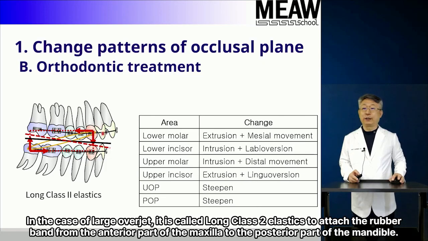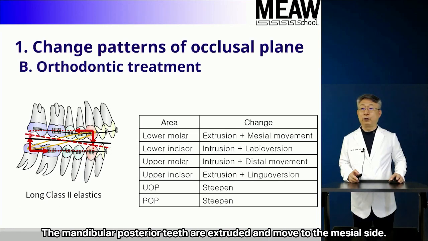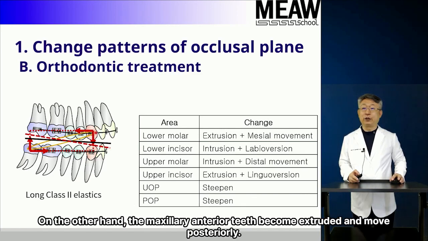In the case of large overjet, it is called long class 2 elastics, to attach the rubber band from the anterior part of the maxilla to the posterior part of the mandible. What will happen to the mandibular molars when using these long class 2 elastics? The mandibular posterior teeth are extruded and moved to the mesial side. On the other hand, the maxillary anterior teeth become extruded and move posteriorly.